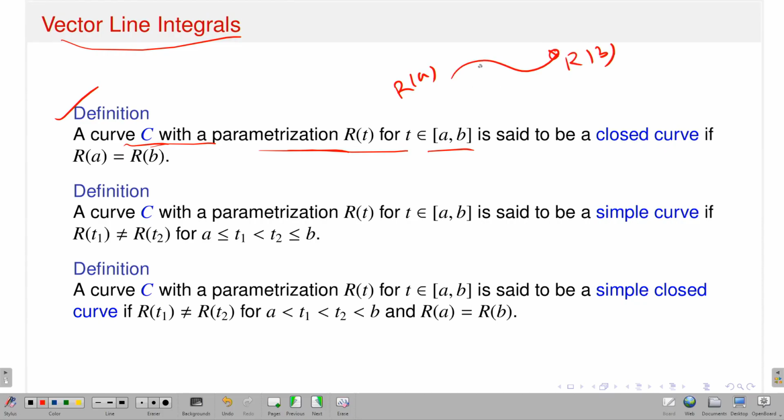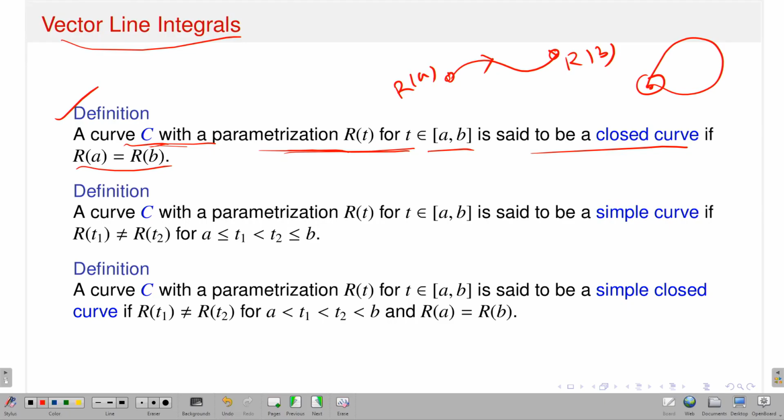So this is R(b) and this is R(a), and correspondingly you will have a natural orientation. Anyhow, I will talk more about that later on. So this is the initial point, this is the final point. Closed curve means R(a) should be exactly equal to R(b). So that is the definition. A curve C with parameterization R(t) is said to be a closed curve if R(a) is equal to R(b). For example, if I start from here, I will come back here itself. That means R(a) should be exactly equal to R(b). That is the definition of a closed curve.